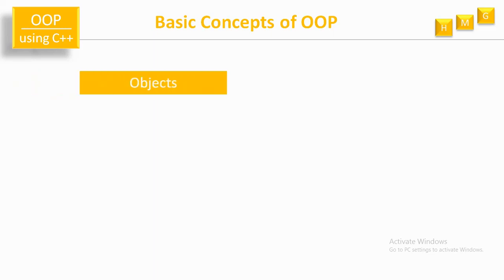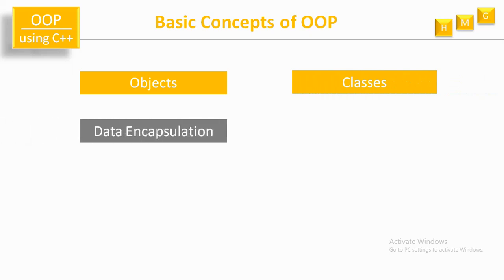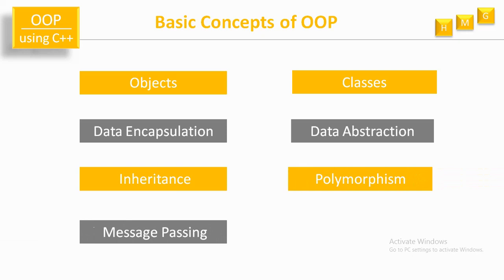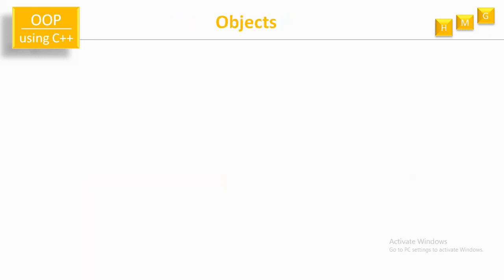First is objects, then classes, data encapsulation, data abstraction, inheritance, polymorphism, message passing, and dynamic binding. So these are the 8 basic concepts of object-oriented programming. Let us see each concept in detail one by one.